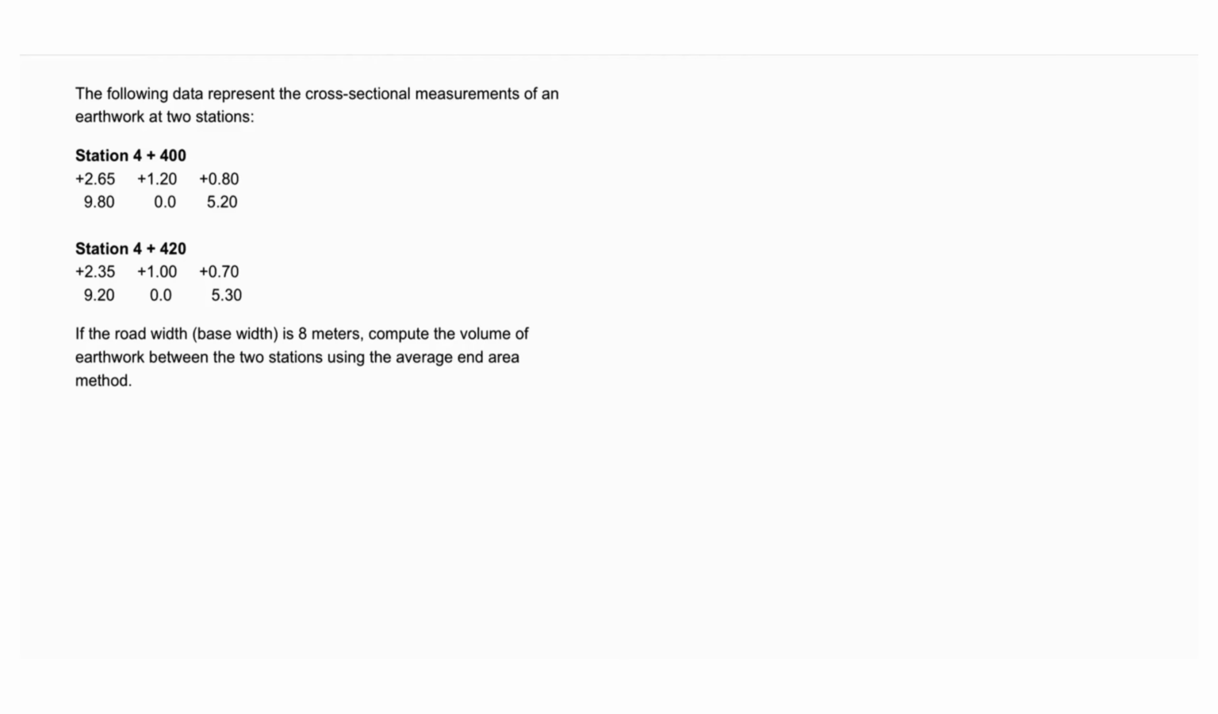Today, we will discuss a sample problem related to earthworks. In this example, we will determine the volume based on given cross-sectional measurements using the end area method. First, we determine whether the section represents a cut or a fill.